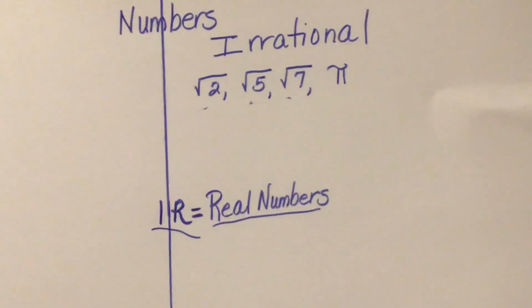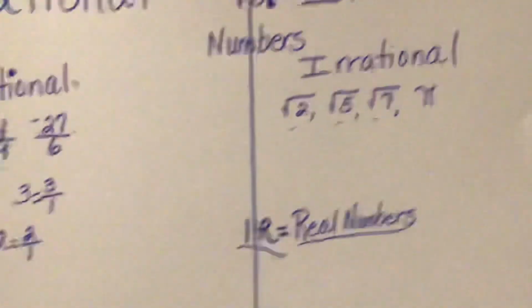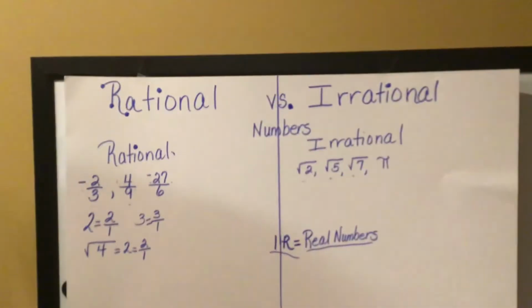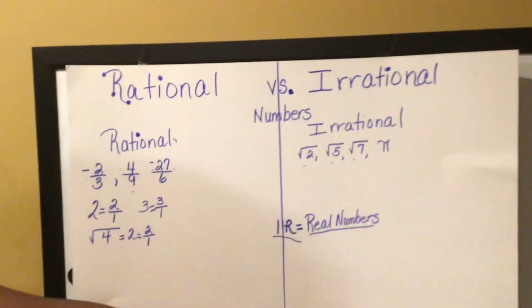So anyway, this video just explained the differences between rational and irrational numbers. I hope that makes it a little bit easier for you to understand.